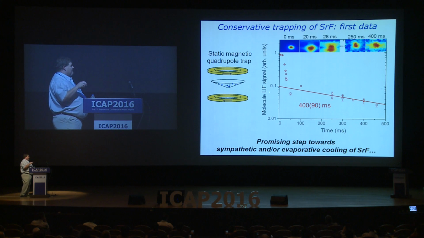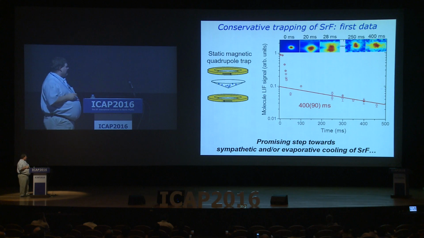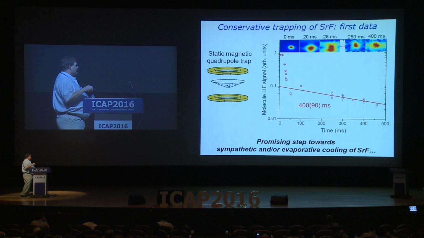And here's data hot off the presses, 24 hours old, that shows the first magnetic trapping of strontium fluoride, where you can see after an initial transient, some of the molecules didn't get grabbed, but then after that transient, they're held in the magnetic trap with a lifetime of about 400 milliseconds. This is very early days, but this looks like an extremely promising step towards sympathetic or evaporative cooling of strontium fluoride and really pushing towards the regime of quantum degeneracy with these molecules.